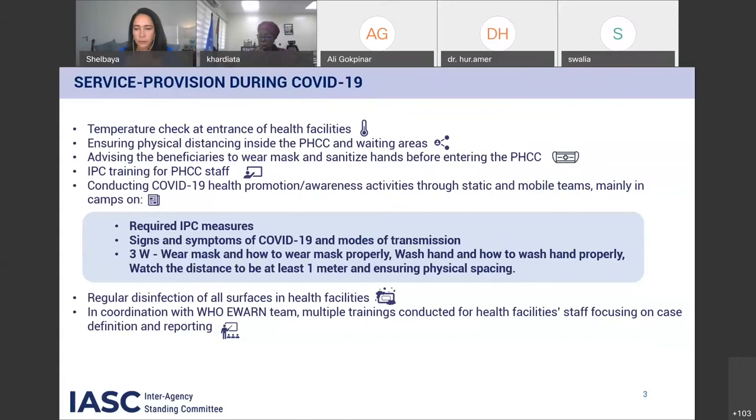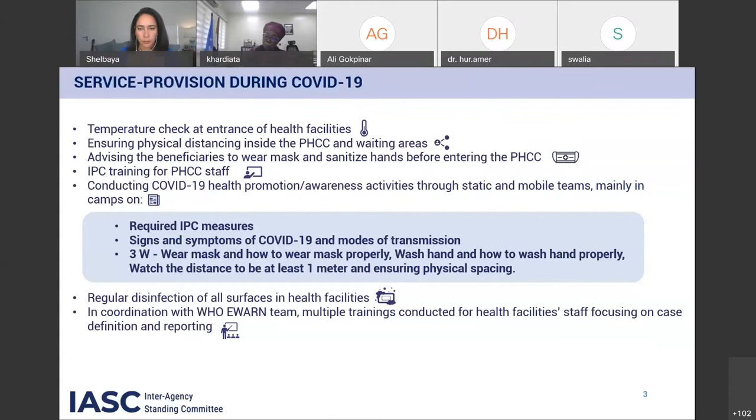And in coordination with the WHO eWarn team, we are conducting multiple trainings for the health facilities staff, so those staff can identify the cases through the case definition and recognize at least the most suspected cases, and then report it through the immediate report of the eWarn system, early warning system, and also in connection with the Directorate of Health, who are authorized to know this information.